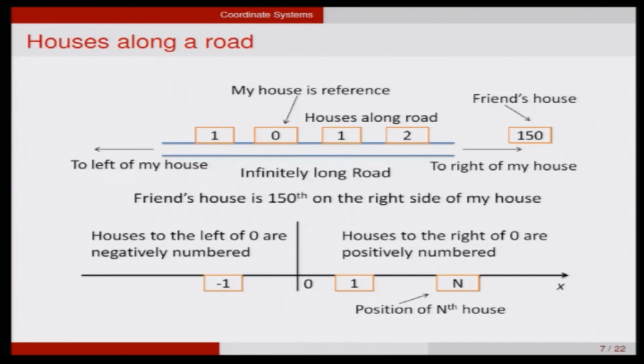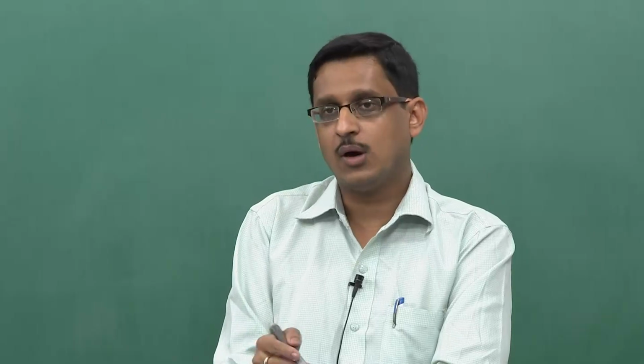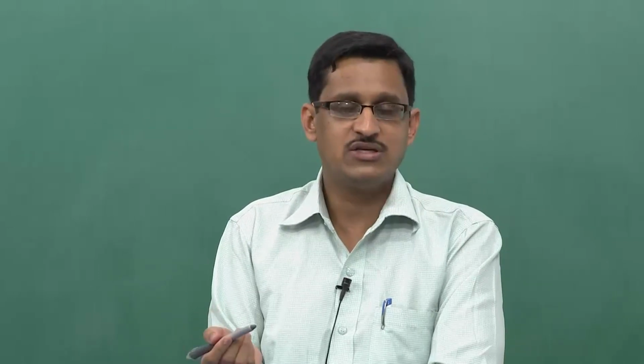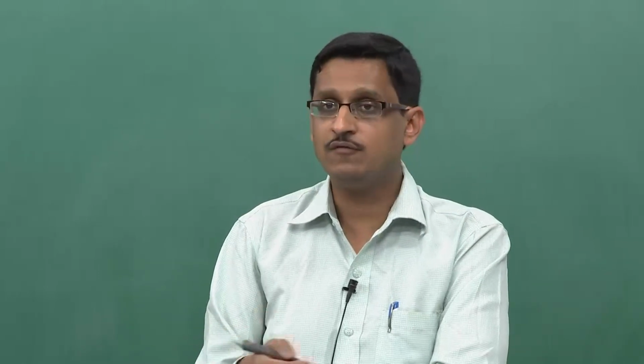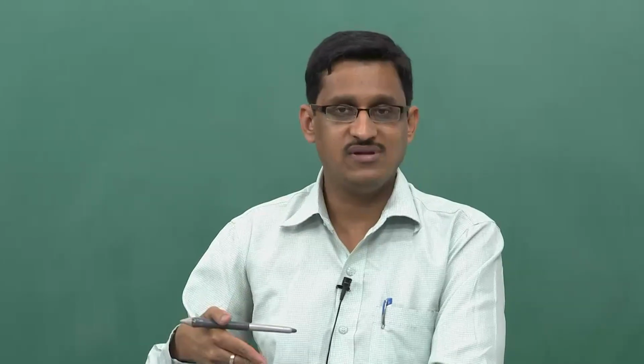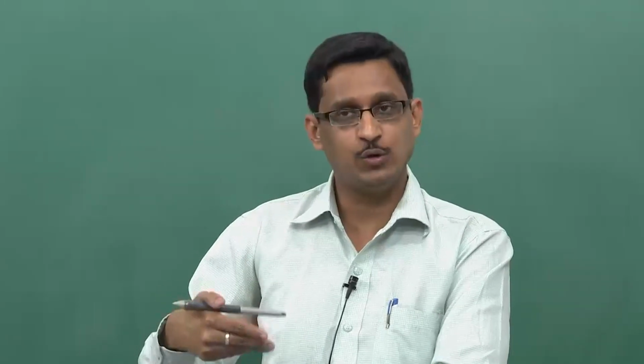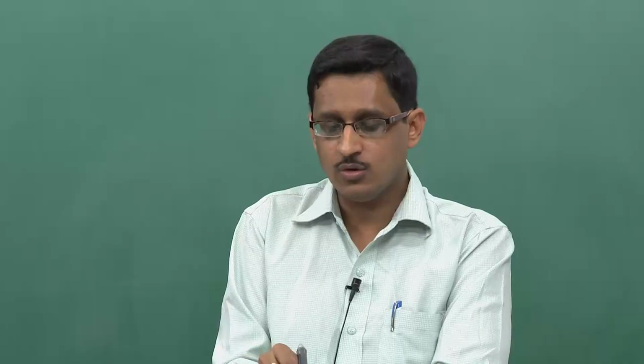Now, any house could be taken as a reference because this is an infinitely long road, there are an infinite number of houses and you can take any house as a reference, but it might be very easy for me to take my house as a reference. So, I will take my house as a reference and I call my house as house number 0. Of course, I could have called this house as 150 or 200, it does not matter, but 0 seems to give you a nice intuitive feeling that this is the origin, this is the reference. So, the reference could be set to 0 and I take my house number to be 0.